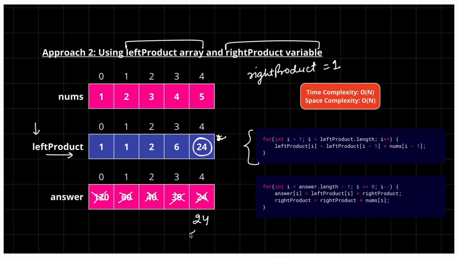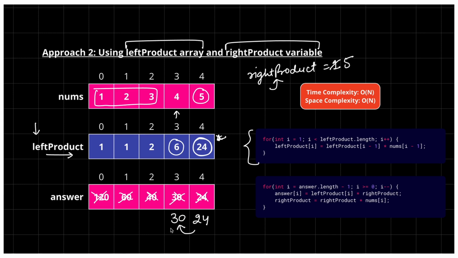Now, because I will be moving to the next value, I need to make sure that this right product is multiplied with the current index value, which will make the right product 5. As I move from right to left, I will keep multiplying my right product, storing the right product so far. Now as I move to the next index, I again have the left product at this index, which is actually 6. I will multiply this 6 with this 5, so eventually I will get 30.